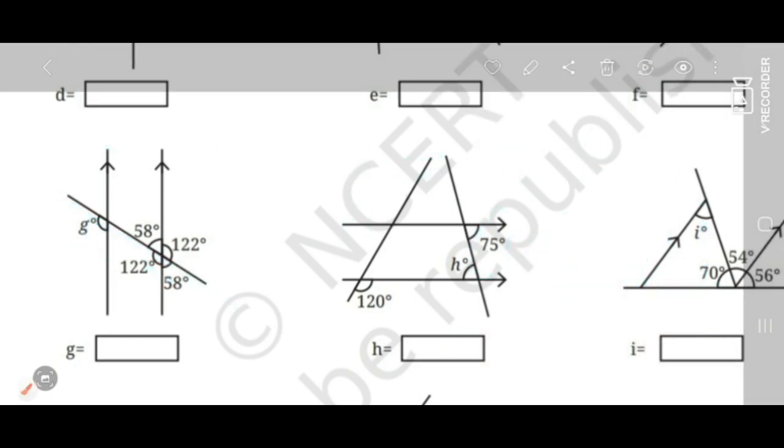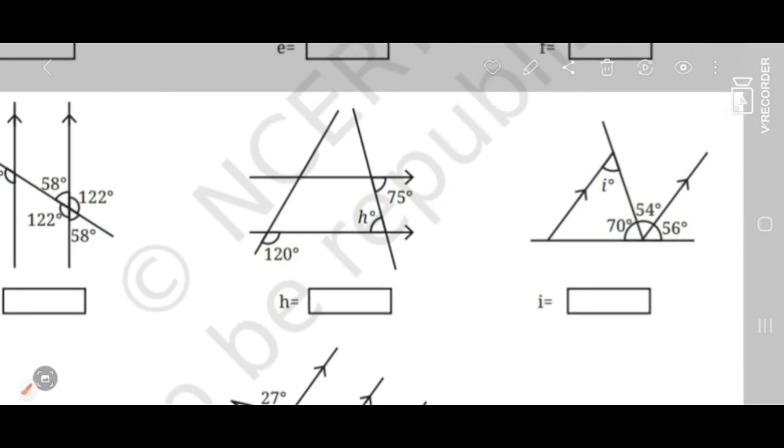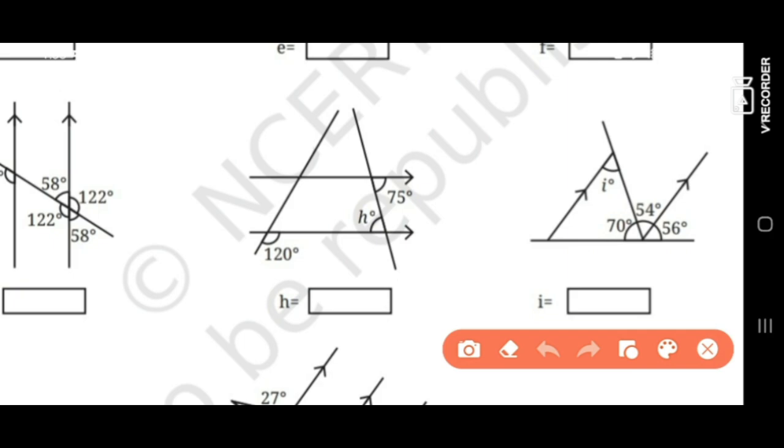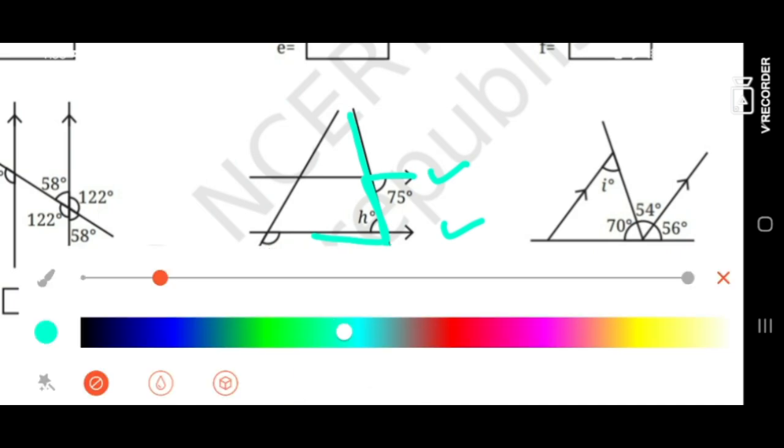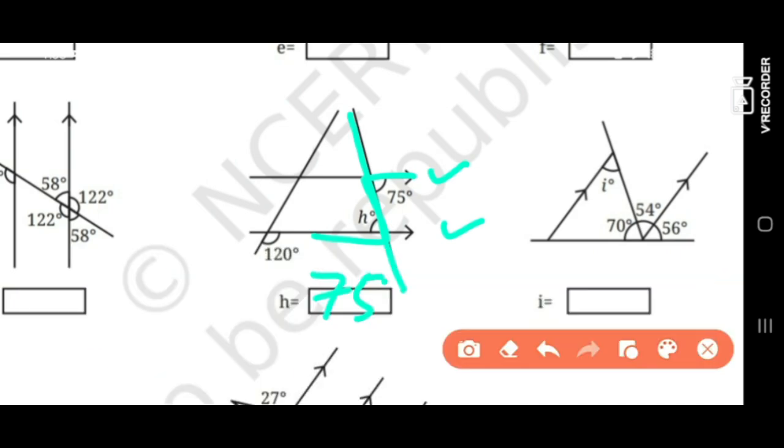Now the next one is to find the measure of angle H. Arrows indicate that the lines are parallel. This line is acting as transversal, which is forming a Z shape, and both the angles are in the interior of the transversal on the opposite sides. Again, this is forming a Z shape, so that means angle H is equal to 75 degrees. Now the next one, we have to find the measure of angle I.